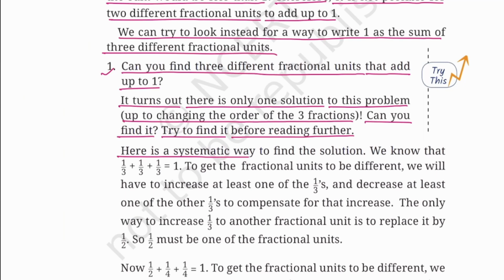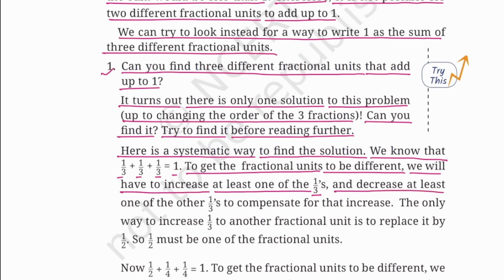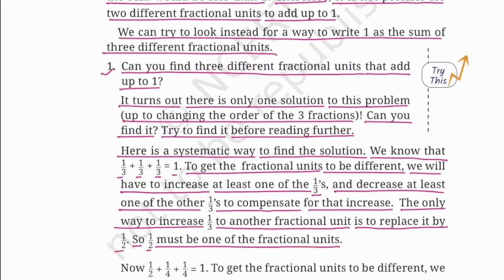Here is a systematic way to find the solution. We know that 1/3 + 1/3 + 1/3 is equal to 1. To get the fractional units to be different, we will have to increase at least one of the 1/3's and decrease at least one of the other 1/3's to compensate for that increase. The only way to increase 1/3 to another fractional unit is to replace it by 1/2. So 1/2 must be one of the fractional units.